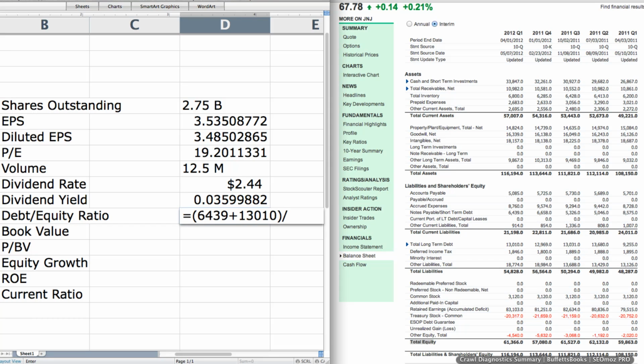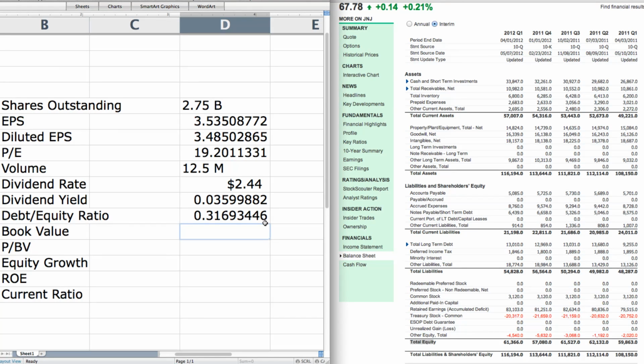And then we're going to divide it by the total equity, which is down here at $61 billion. So we're going to put in 61,366. Okay, and then when I hit enter on Excel, it's going to give me the answer of 0.31. And if you remember on the top level page, it was 0.32, and if we rounded this, that's exactly what we would get. So that's how your debt to equity ratio is calculated.